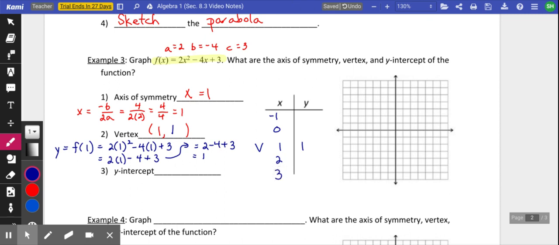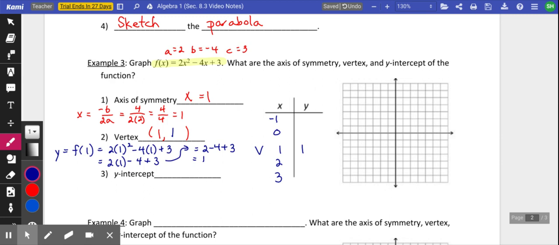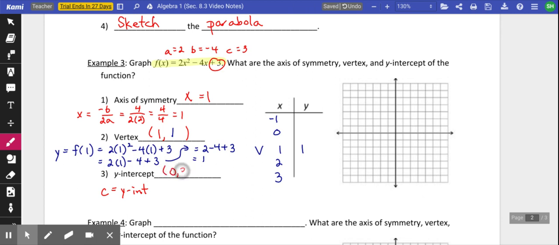Now, the great thing is that the y-intercept, when x is 0, is the c. Remember, our c is our y-intercept. So if you look back up at your function, the c value is our 3. So our y-intercept is going to be (0, 3). Since 0 is an x already in our table, I'm going to get my 3 to correspond to the 0.